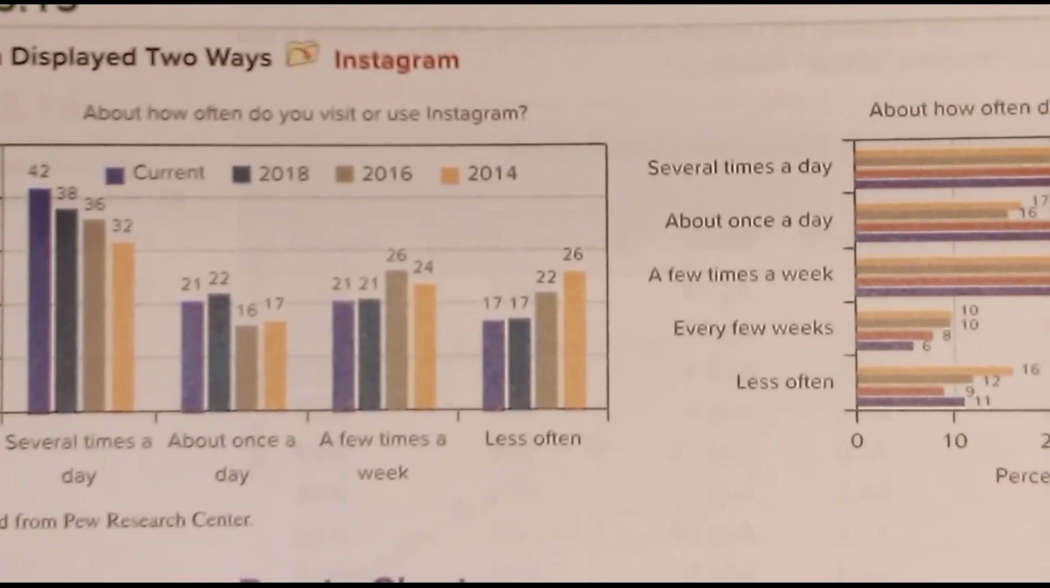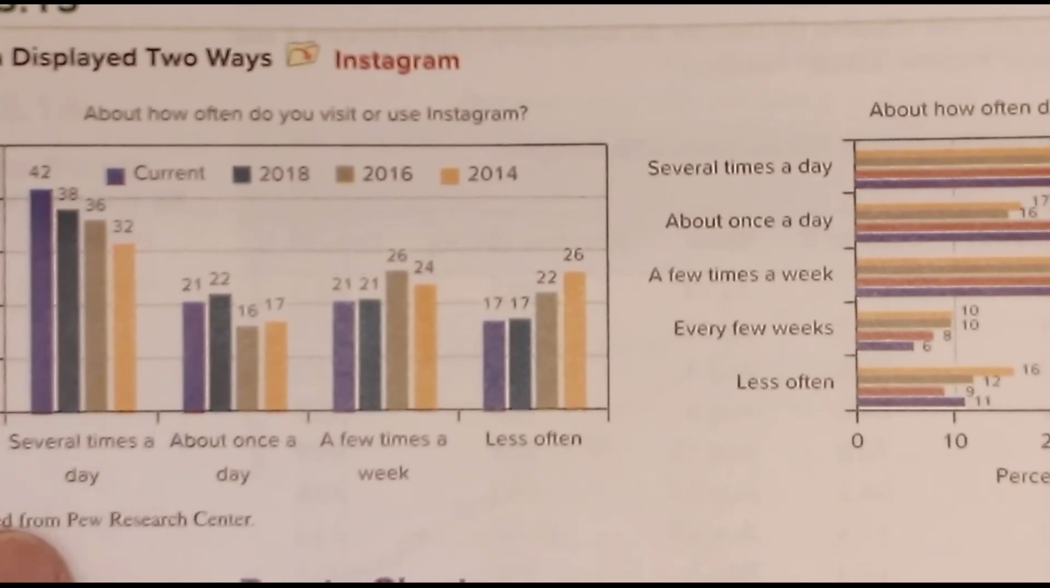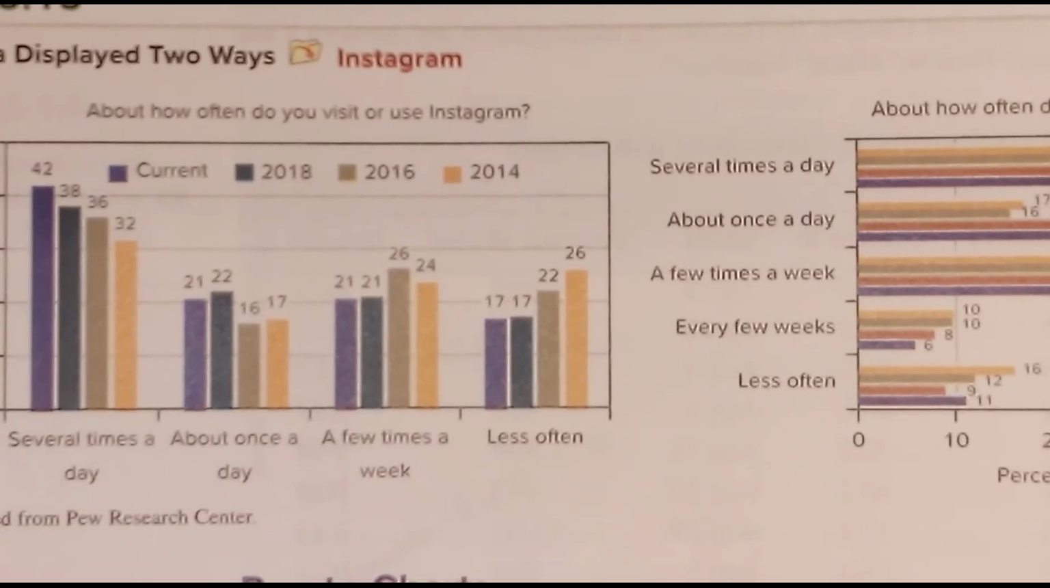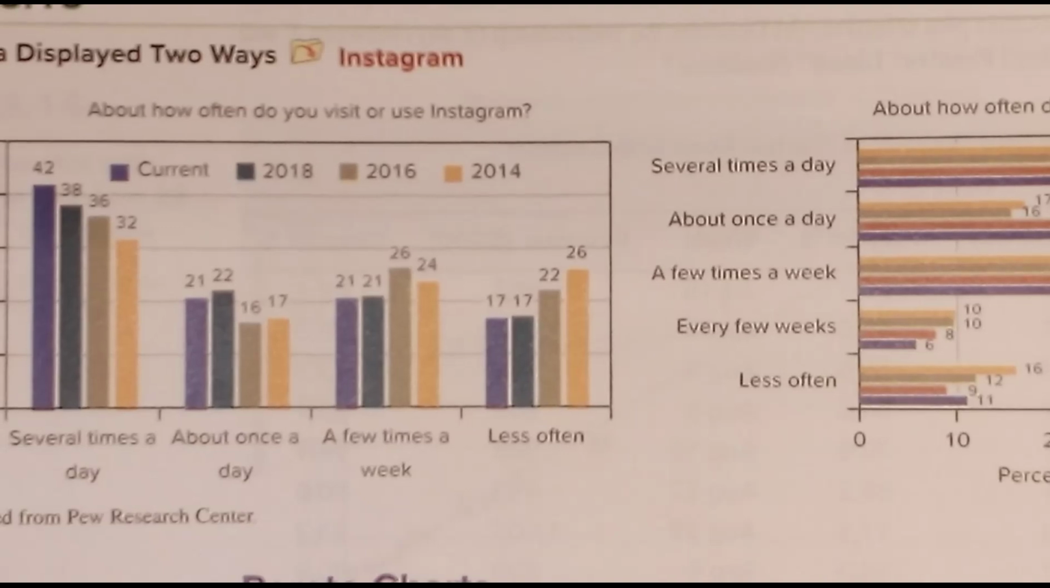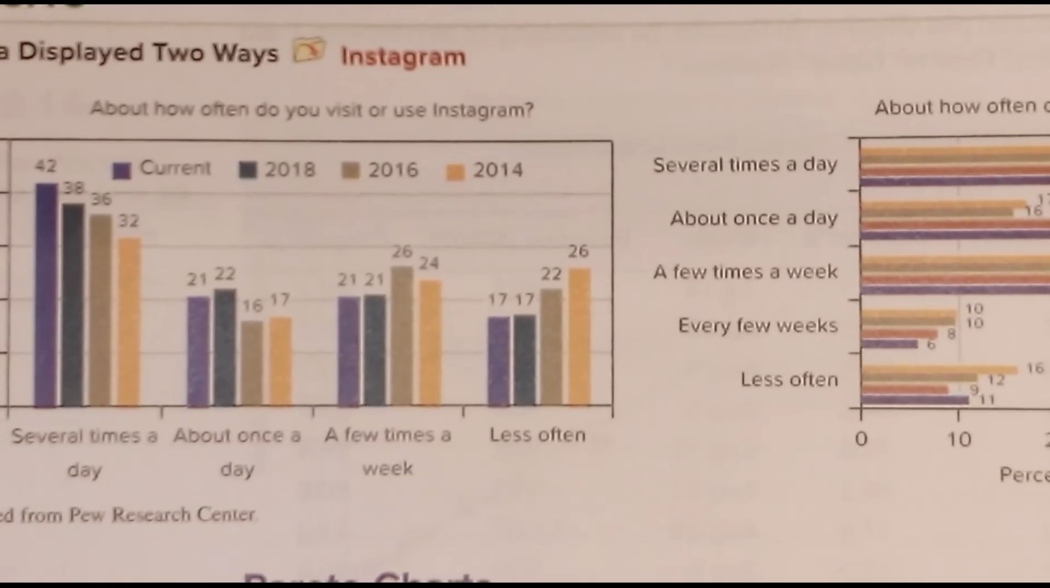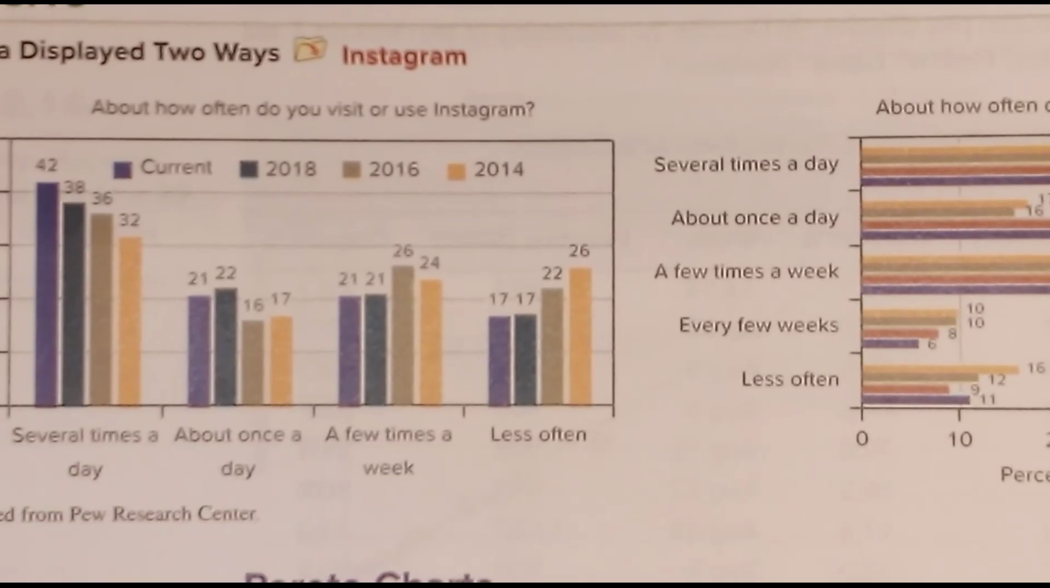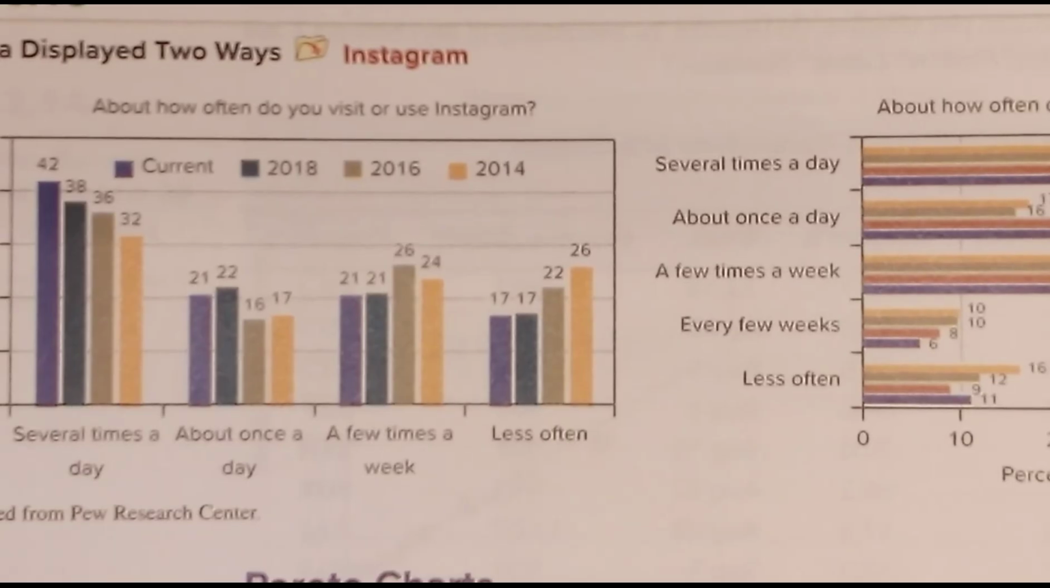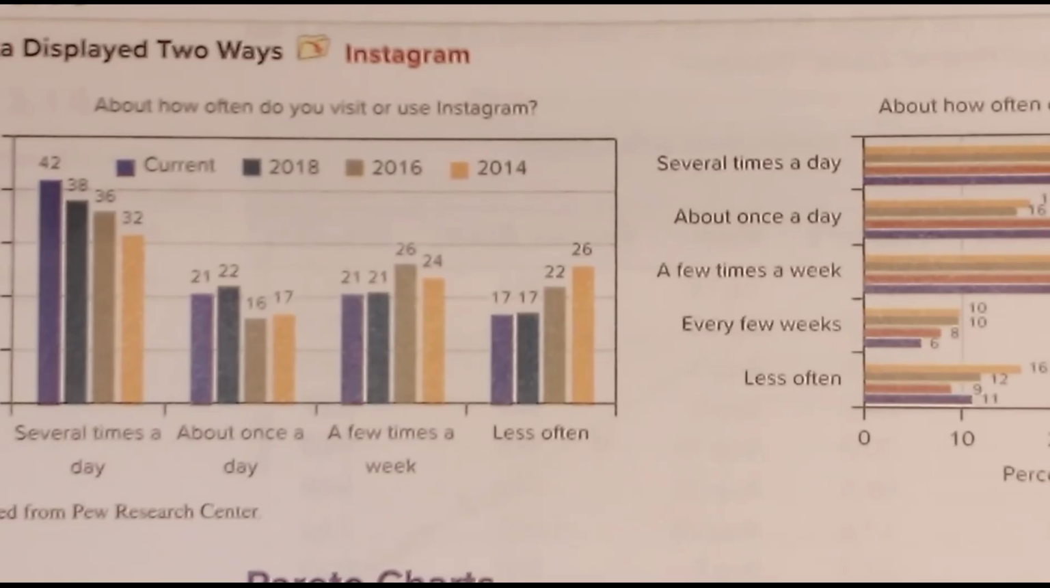It's asking about Instagram use. How often do you check Instagram? And the categories are several times a day, once a day, a few times a week, less often. Let's start right there. Less often, less than a few times a week, is on the right. And several times a day is on the left. Wouldn't you think if you check it more, it should be to the right and less should be to the left?